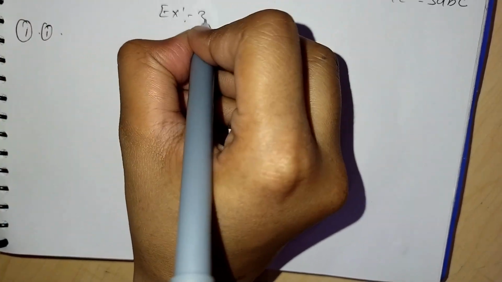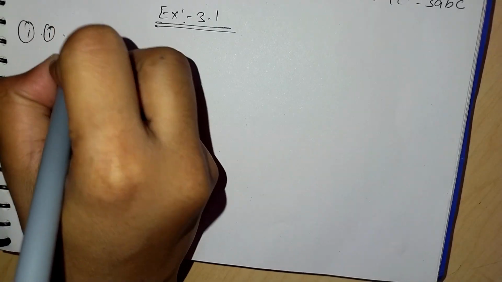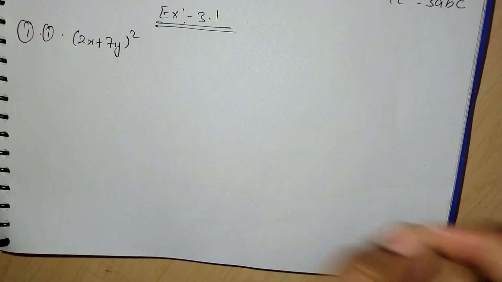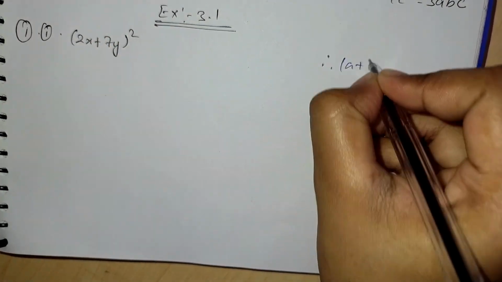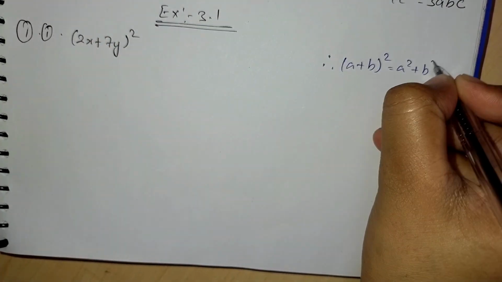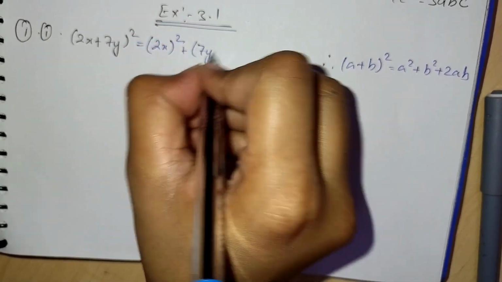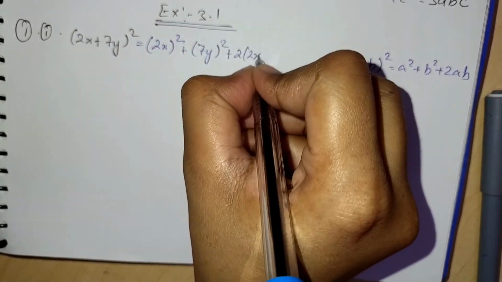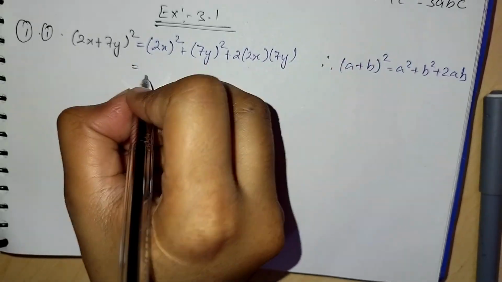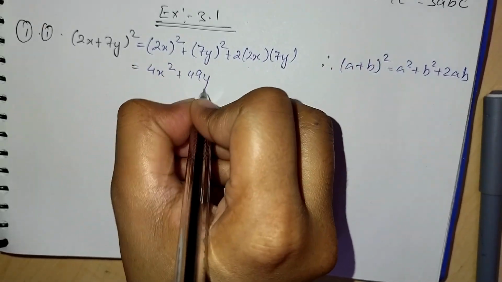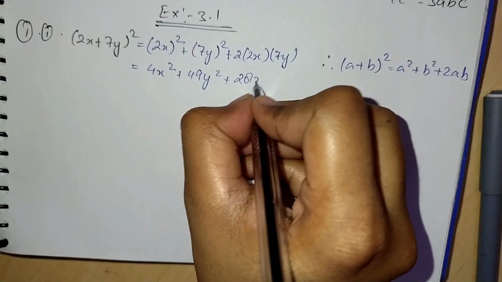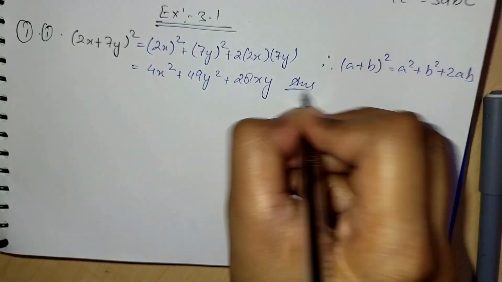Let us solve the first question of this exercise, exercise 3.1, first question: (2x plus 7y) whole square. Applying the formula here, (a plus b) whole square equal to a square plus b square plus 2ab. So here (2x) whole square plus (7y) whole square plus 2 times 2x times 7y. We will get 4x square plus 49y square plus 28xy as the answer here.